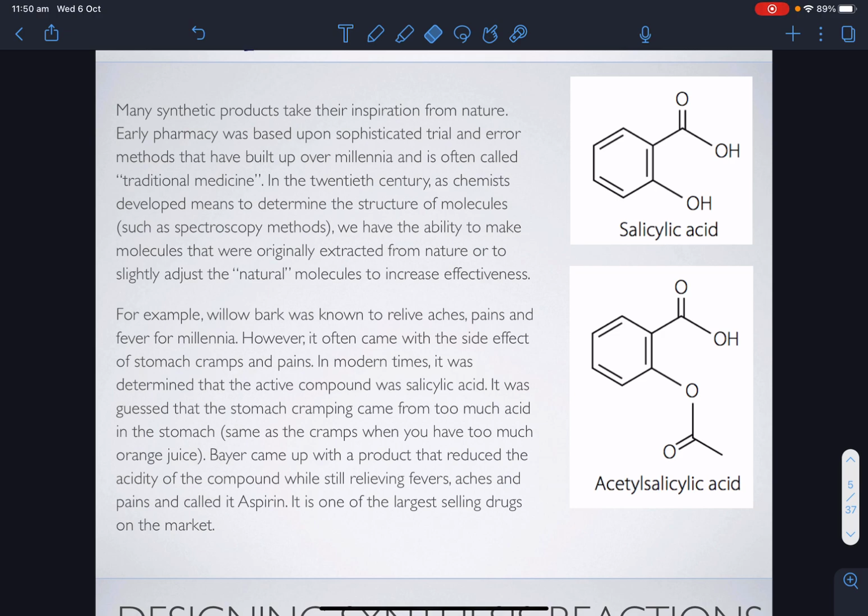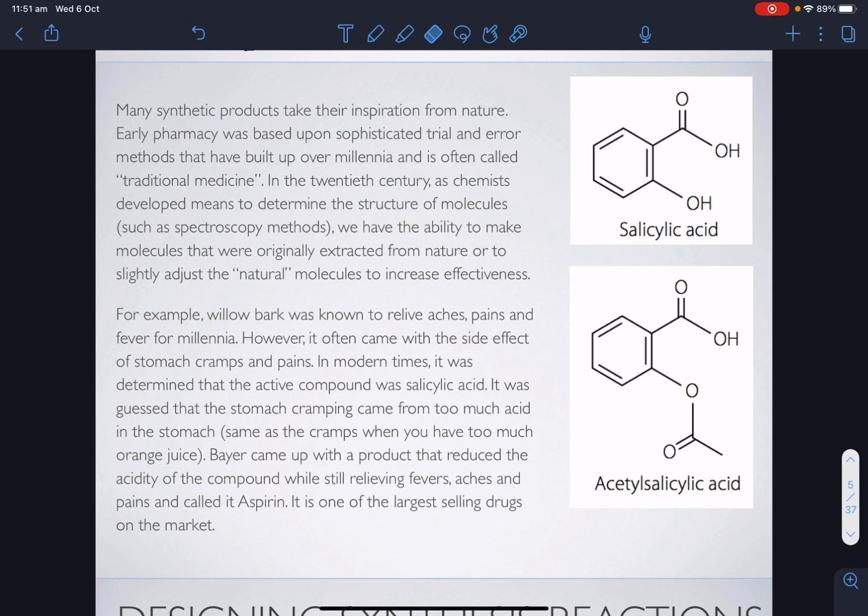So we've gone and we've found, hey, this traditional medicine says this, let's try to find the active ingredient, or the molecule that's doing that, and we can use our analytical methods like NMR to find out the structure and then actually synthesize that. And that's what we've done, okay?